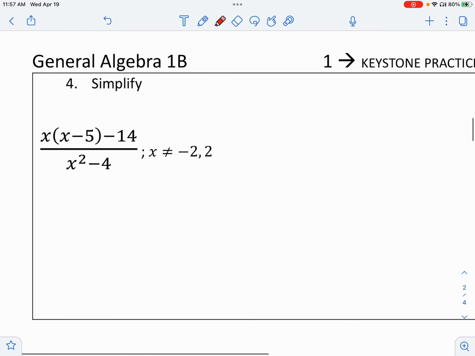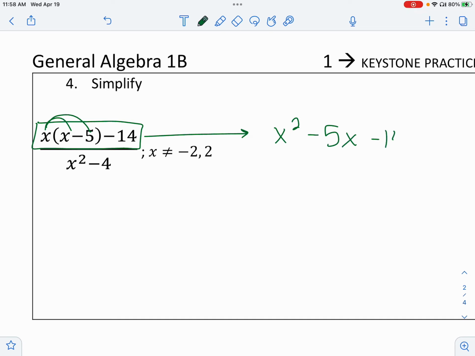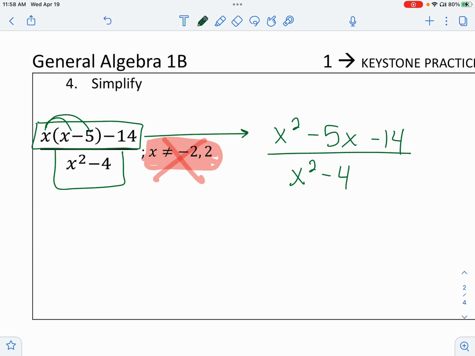Number 4, we're going to need to simplify. In order to simplify, we need to clean the numerator up. In order to clean the numerator up, you need to distribute this x so that you end up getting x squared minus 5x minus 14. Some of you might be weirded out by this thing right here. Just hold on, I'll explain that. For right now, just pretend you don't see it. And down here, this one's already cleaned up, but both of these are going to need the box.